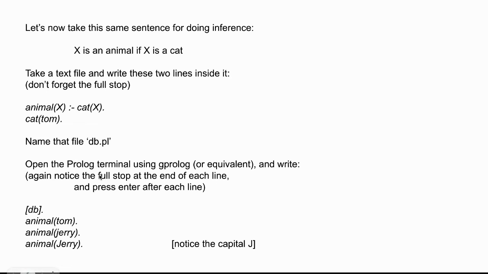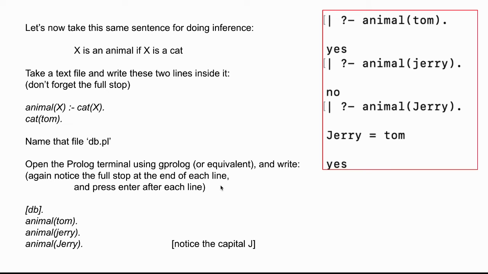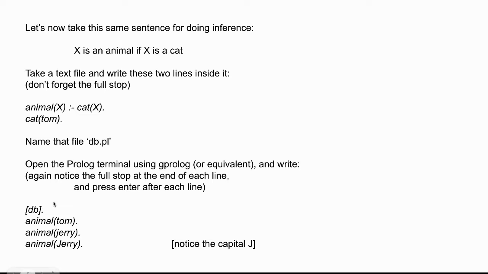Then you should open the Prolog terminal. Basically just open a terminal on either Mac or Ubuntu or Windows, and in Mac or Ubuntu gprolog would work. In Windows you need to find what is the equivalent of gprolog. And once you are now inside the Prolog terminal, you will see a question mark. There you write these commands.